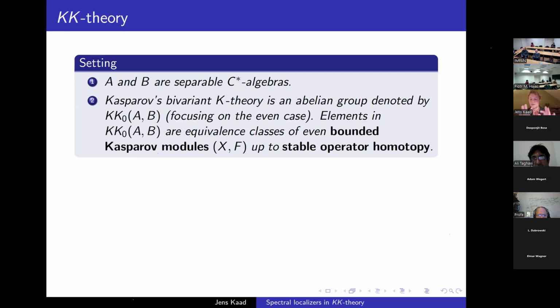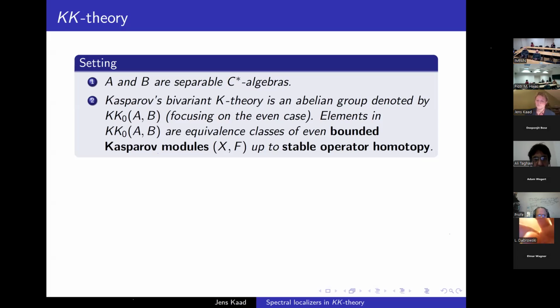What I think you should be aware of is that typically if you have two separable C-star algebras, then it's not so difficult to construct examples of elements inside this KK group. So there are many, many examples of concrete, even bounded Kasparov modules. So you have many examples of elements in KK theory, typically.